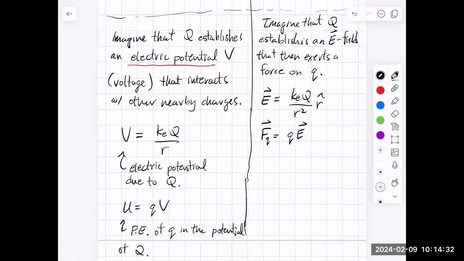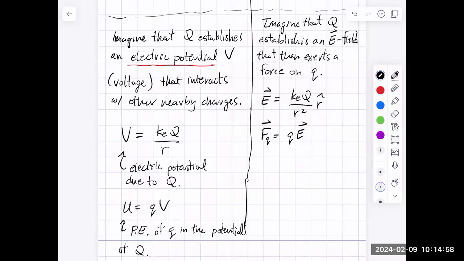Okay, and then of course we could do the opposite. We could say, let's place the small little q charge. It makes an electric potential that then interacts with the large charge, capital Q. Okay. So all of this stuff that we put in the table is relevant for the interaction between point charges.